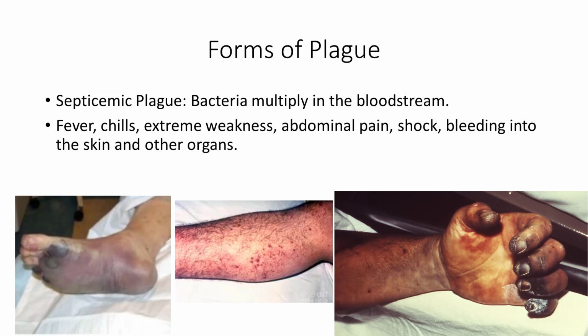Second form is septicemic plague, in which plague bacteria multiply in the bloodstream. Patients develop fever, chills, extreme weakness, abdominal pain, and finally shock and bleeding into the skin and other organs. They can also develop peripheral gangrene.